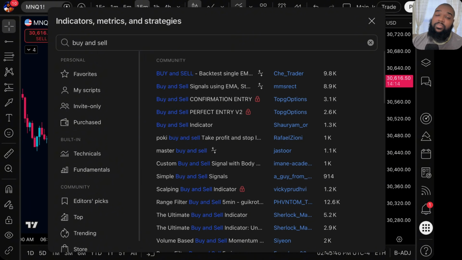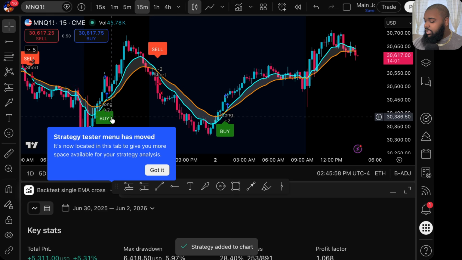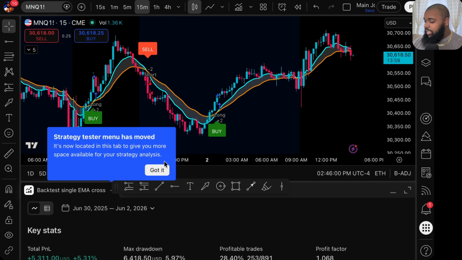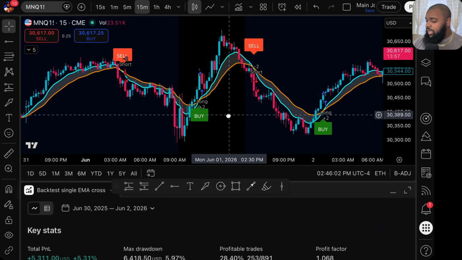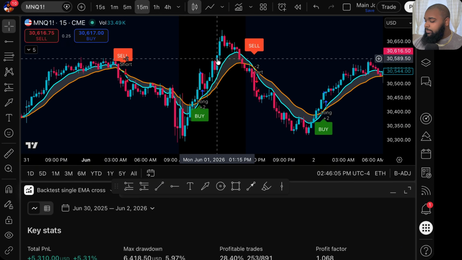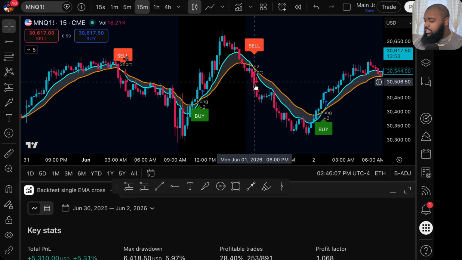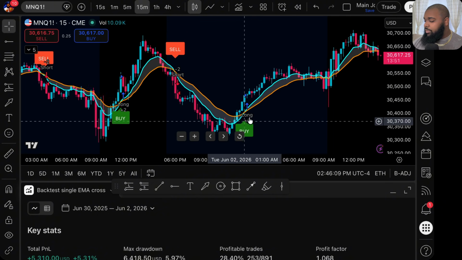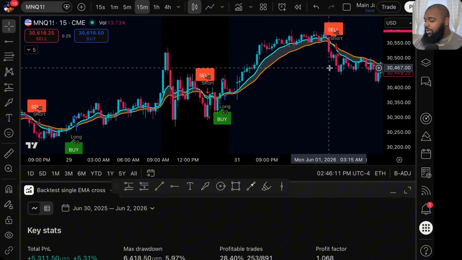Mind you, the indicator that I built is a buy and sell indicator, but it goes with my strategy. So it's not a random buy and sell, but they have a lot of random buy and sell indicators. So let's see what this is right here. They have a buy and sell indicator right here. This indicator will tell you to buy right here, and then it would have told you to sell right here, and it would have told you to buy right here and all that.